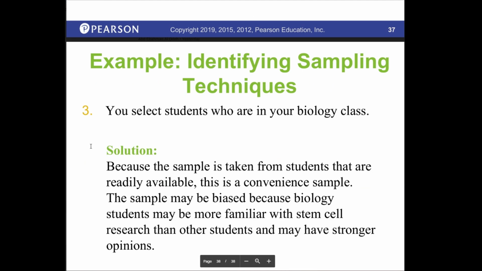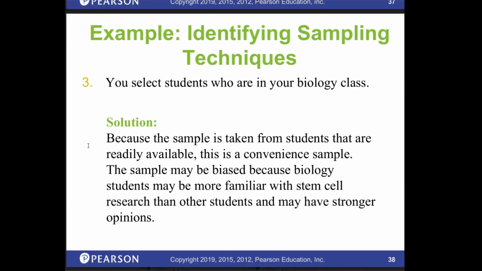And then we have a third example. You select students who are in your biology class. So then the solution to this, because the sample is taken from the students that are readily available, is a convenience sample. So the sample may be biased because biology students may be more familiar with stem cell research than other students and may have stronger opinions. As you can see, convenience samples are not really recommended since they could be biased and can give results that may not be representative. And this concludes lesson 1.3.